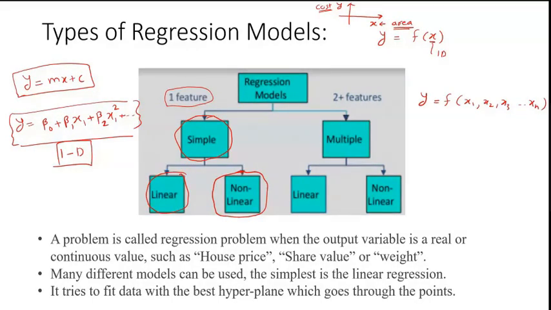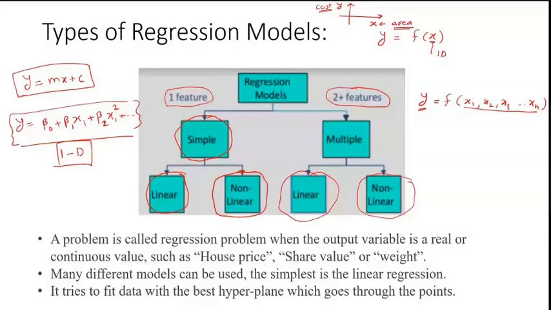Multiple, say, inputs, and you are producing a single output. Here also you can assume that the relation between all these variables and output y is linear, or it may be non-linear. So you have four types in general. Input is one dimension, input is two or more dimension. Then you have 1D feature, and the relation is non-linear or linear. You have multiple features, and your relation is linear or non-linear.